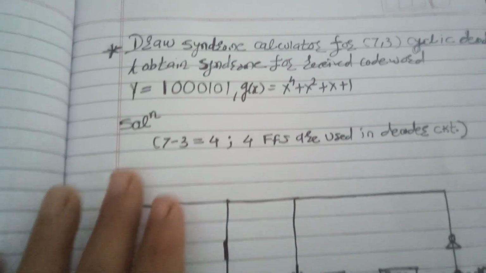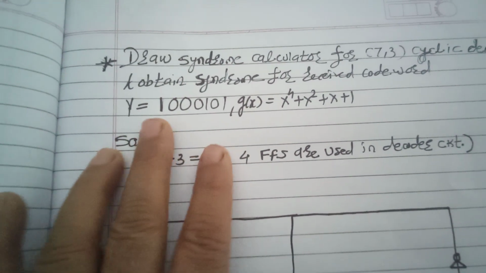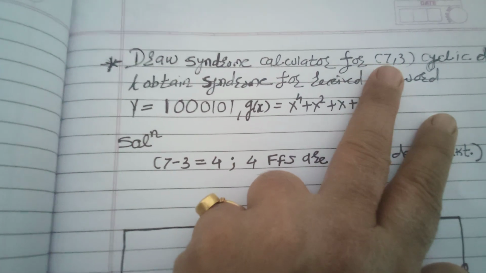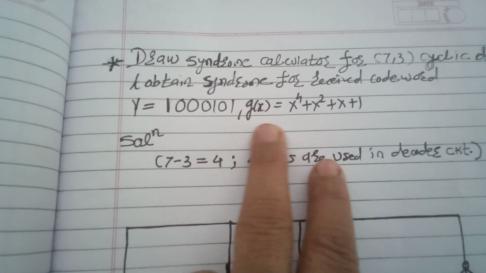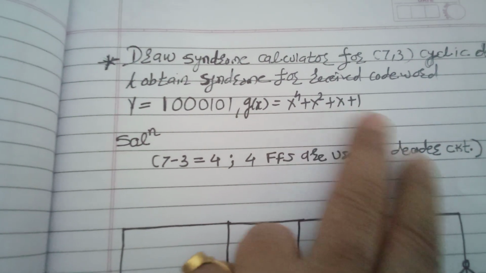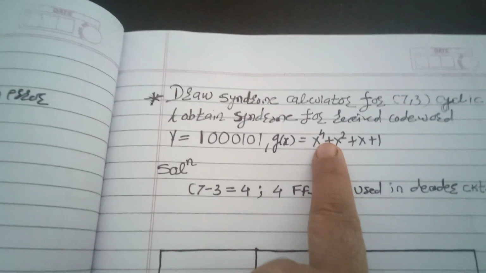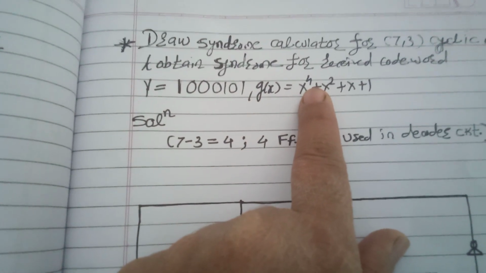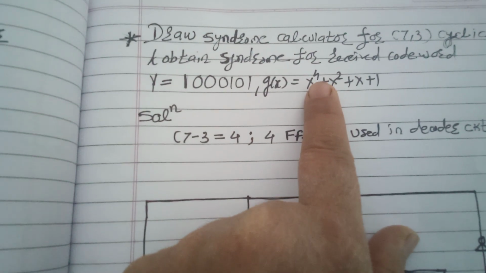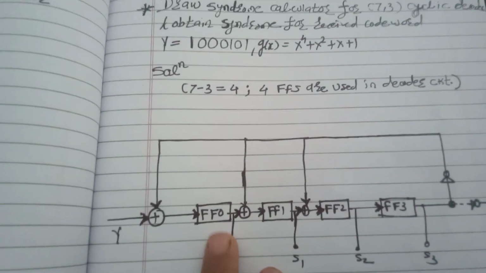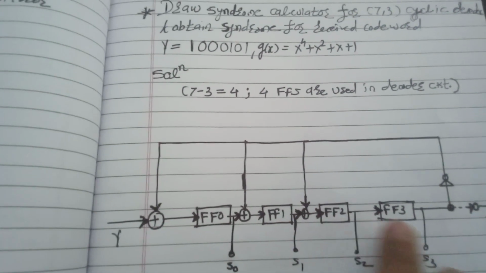So here y is the received code word, and it has 7 bits. g(x) is x raised to 4 plus x squared plus x plus 1. Now how many flip flops are there? Flip flops are 4. That is, the degree of g(x) is 4, so flip flops are 4. So we have used 4 flip flops: 0, 1, 2, 3.